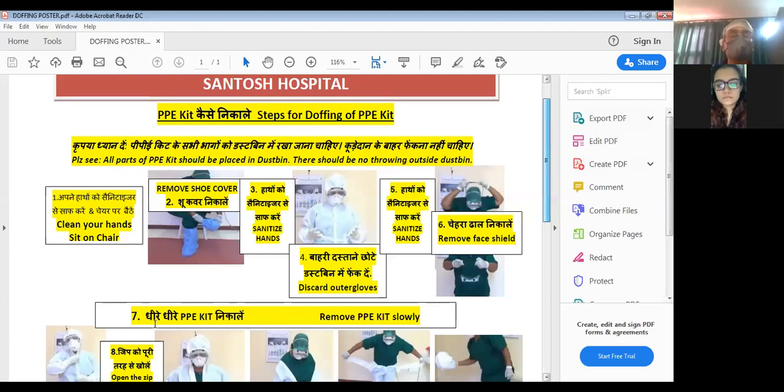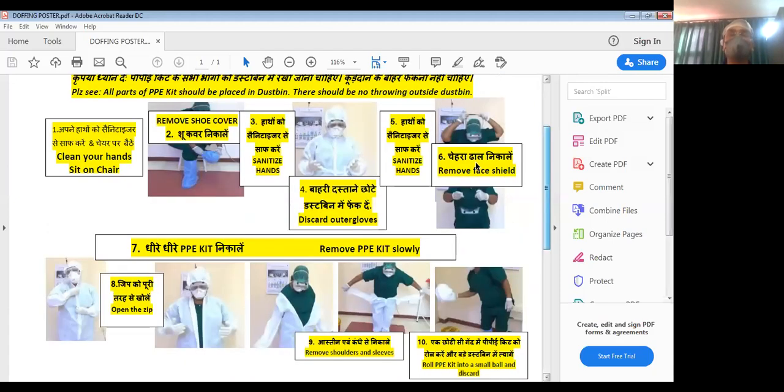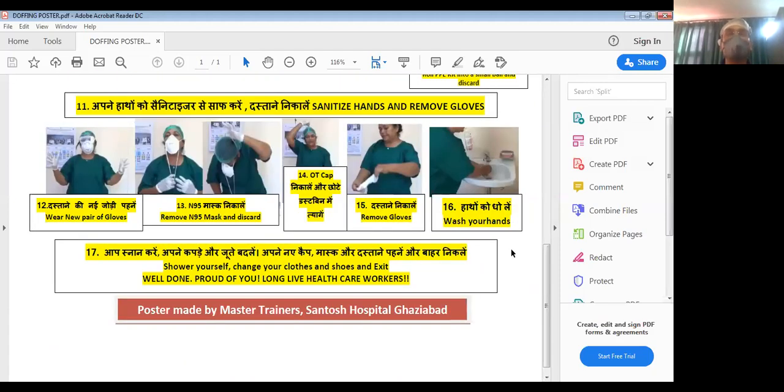Yes, sir. I can just share these photographs with you. This whole poster will be shared with you so that you know the steps. At the end, you can just take out the N95 mask and the cap like this. Remove your gloves, and then you can wash your hands. So after removal of the PPE kit, you have to not only wash your hands, but you also have to take a bath, and then you have to come out after washing so that your process is complete.